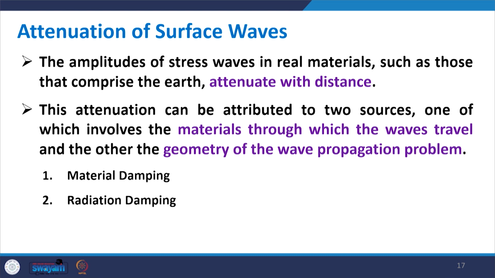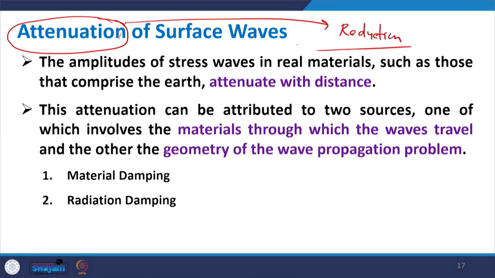Now, one of the important issues for surface waves is attenuation. Of course, it is applicable for body waves also, but we are going to discuss it for surface waves. Do you understand the literal meaning of attenuation? Attenuation means reduction in something. Suppose I see this light and go far away from it, then its intensity will decrease. That is basically attenuation. If you are near the source, you get maximum intensity.